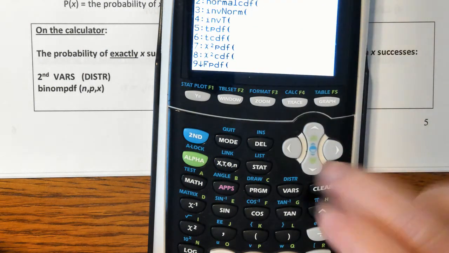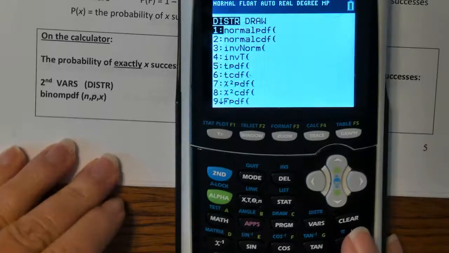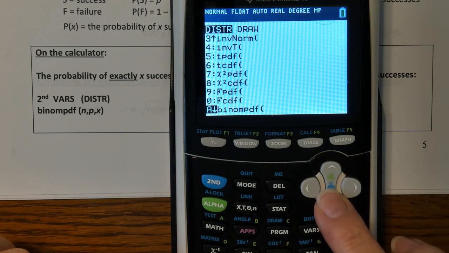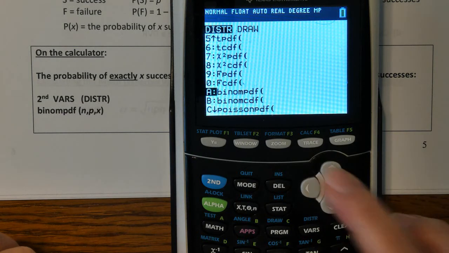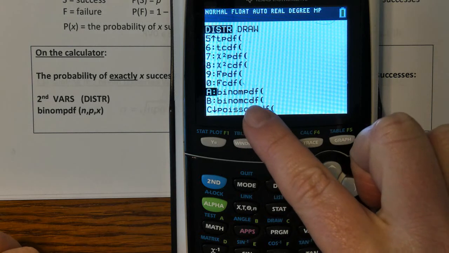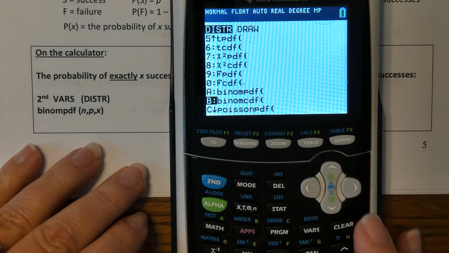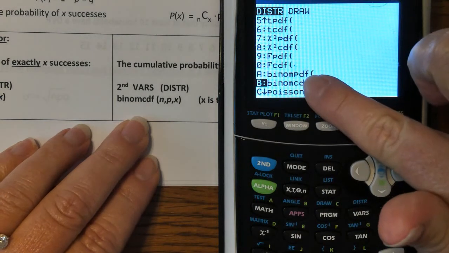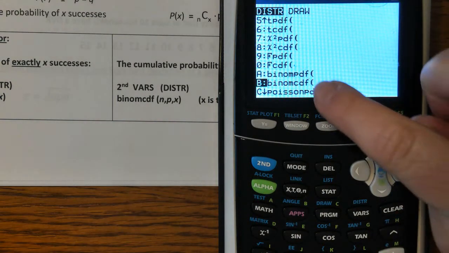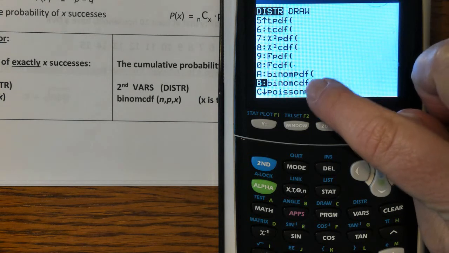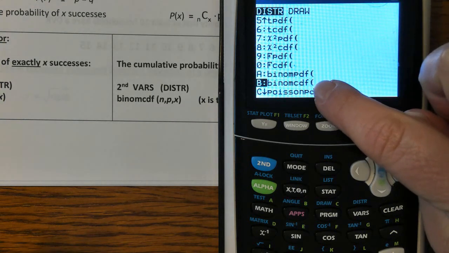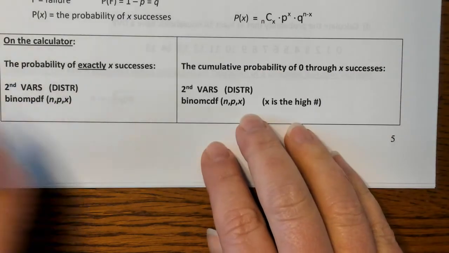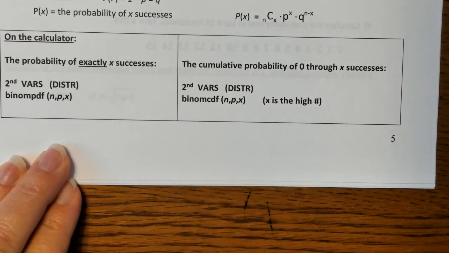And then there's a long list of choices here, okay? And I'm going to scroll down. Option A says Binomial PDF, and option B says Binomial CDF. Now, you have to make the right choice on when to pick Binomial PDF and when to pick Binomial CDF, but you're going to pick one of those two. Let me tell you the difference between Binomial PDF and Binomial CDF.